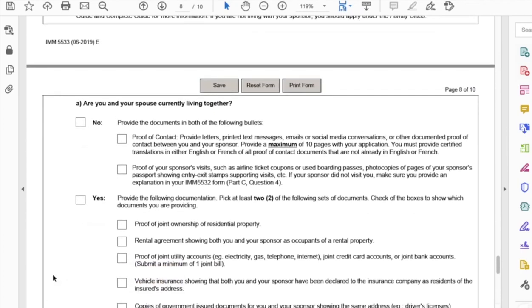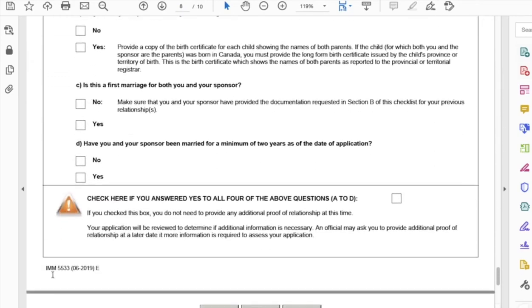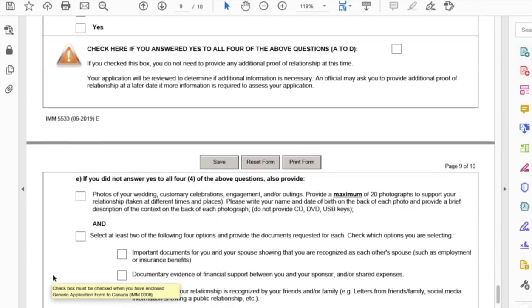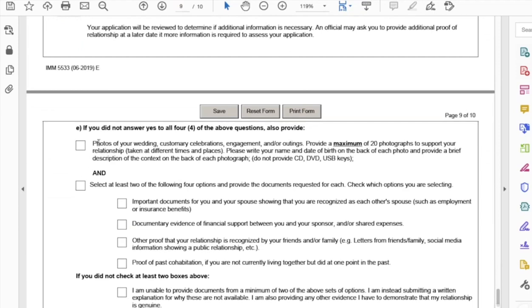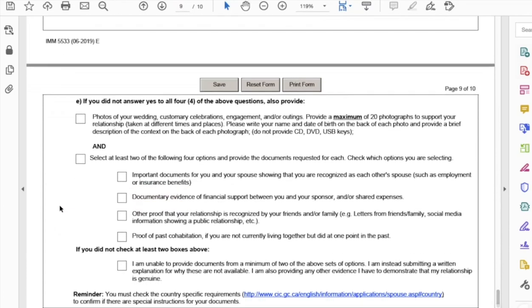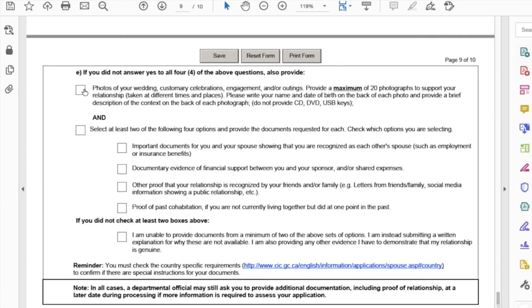Okay, now these are the 4 questions. These 4 questions are very crucial because after this it is written that if you did not answer yes to all 4 of the above questions, you have to provide some other documents as well. Which are those documents? This is about photos of your wedding, customary celebrations, engagements, etc. You have to provide a maximum of 20 photographs.